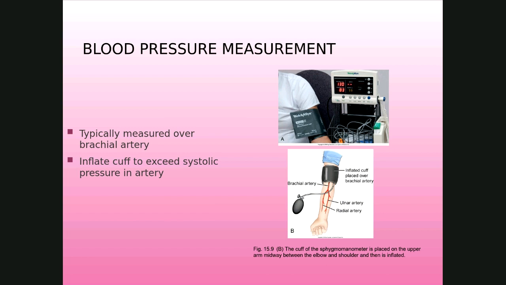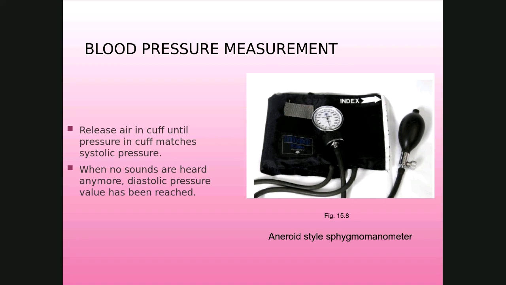When you're measuring blood pressure, you typically measure over the brachial artery in the arm, and you inflate the cuff to exceed the systolic pressure in the artery. You actually want to collapse the artery with the inflatable cuff so that you can hear the blood rush back through. You release the air in the cuff until the pressure in the cuff matches the patient's systolic pressure. And when no sounds are heard anymore, the diastolic pressure value has been reached.